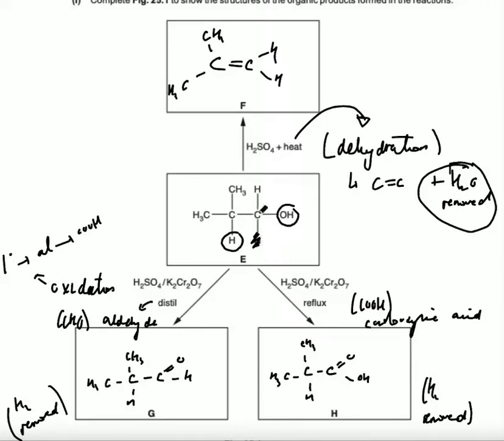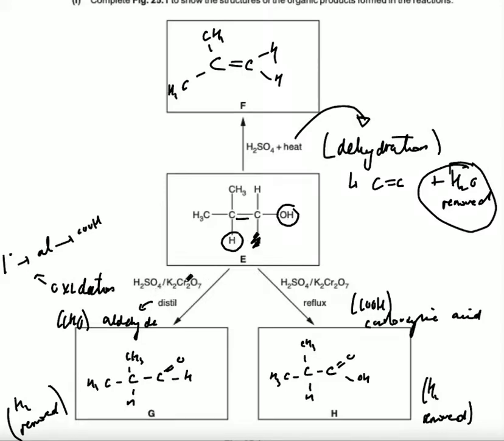For example, if we remove this one, then this carbon will still have 3 bonds, and we do this one, so 4 and 5. That doesn't work out. So you have to remove hydrogen from the adjacent carbon. So that's H2O removed, and we form a double bond. And that's what happens when we add sulfuric acid and we heat.